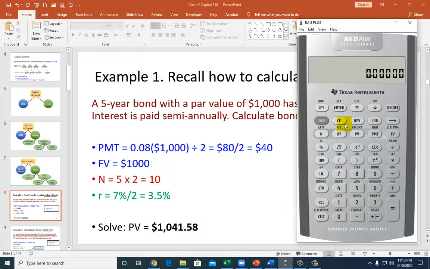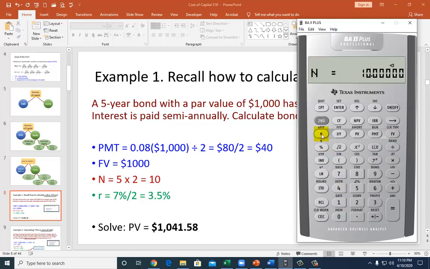So here we go with my BA II Plus: second, clear TVM, second, clear work. Clear work and clear TVM are both second functions, so we're going to stay here in the third row of keys. In no particular order, 40 is our payment, and then 1,000 is our future value, which is also the face value of the bond.